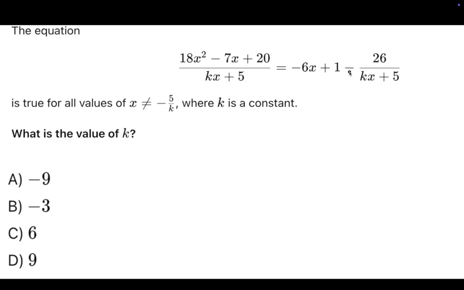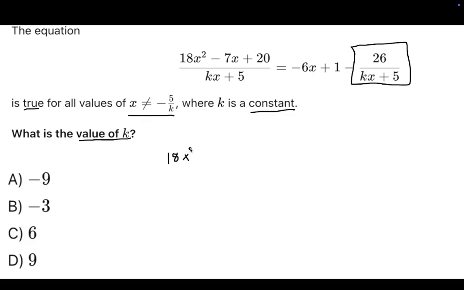So here, the question states, the equation is true for all values of x not equal to negative 5 over k, where k is a constant. What is the value of k? So we can look at the right side of the equation, 26 over kx plus 5, and realize the right side of the equation is in the form of a remainder of polynomial division.